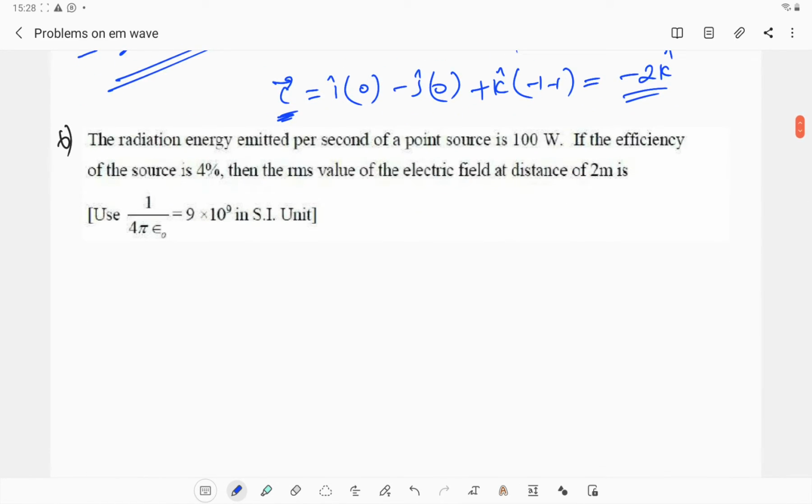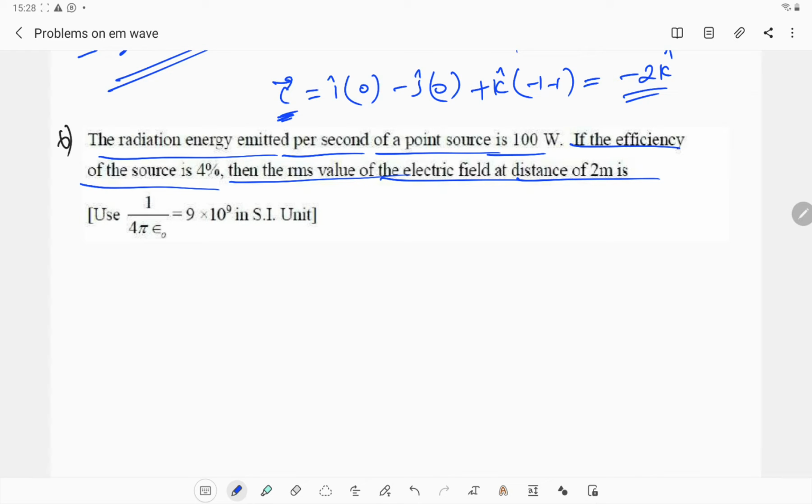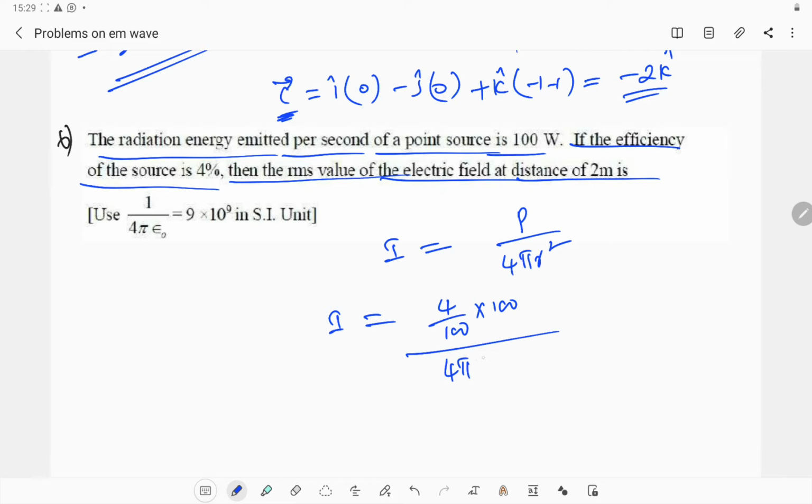Next, problem number 6. The radiation energy emitted per second of a point source is 100 watts. If the efficiency of the source is 4%, then the RMS value of electric field at a distance of 2 meter is. See here, intensity due to a point source I is equal to P by 4 pi r square. Therefore I is equal to, but here efficiency is given as 4%, 4% of this 100 watts by 4 pi, distance is given as 2 square.